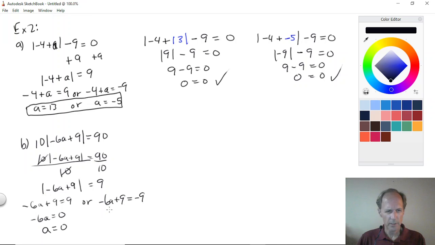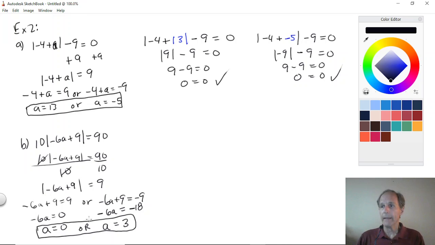Okay, so we're solving the other one. Subtract 9 from both sides, you get negative 6a equals negative 18. So this time we divide both sides by negative 6, right? And we get a equals, and it works out okay. It's positive 3. Of course, we have the word or in there. Those are the solutions.